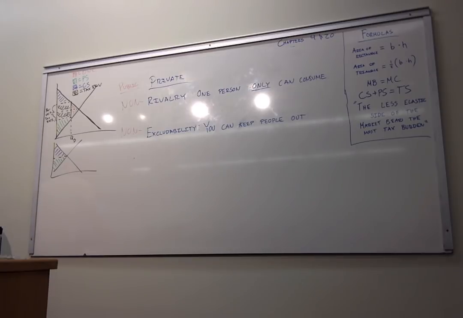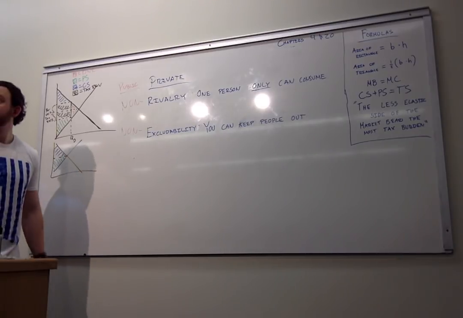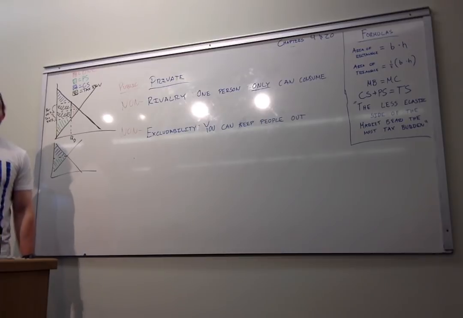How do you calculate the equilibrium price and quantity of a public good? Let's do an example of that. We'll do that, and then we'll do a little bit about taxes, and then we'll be done.